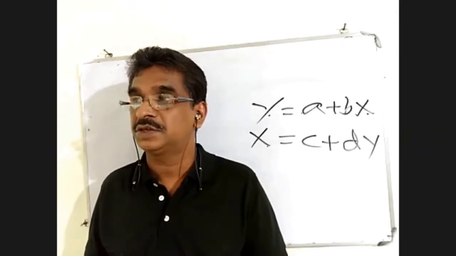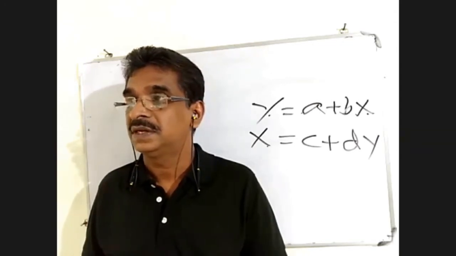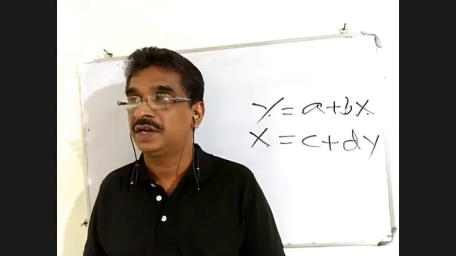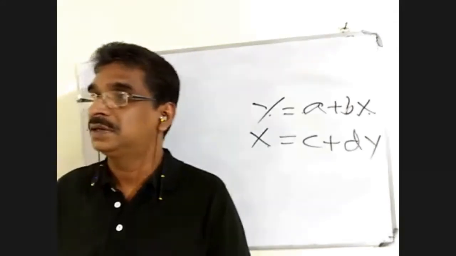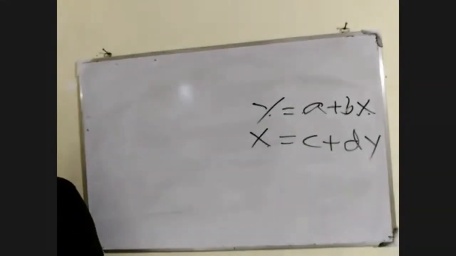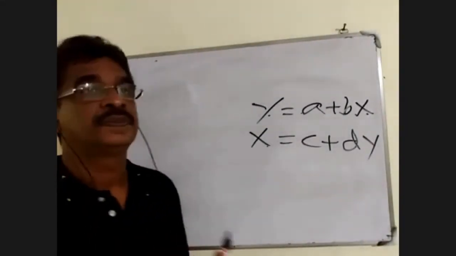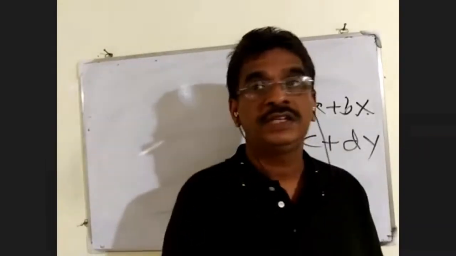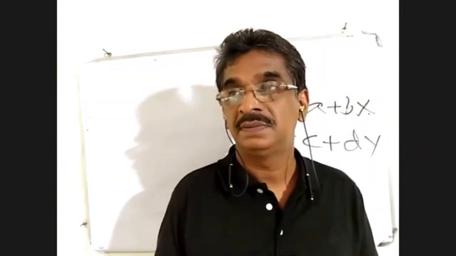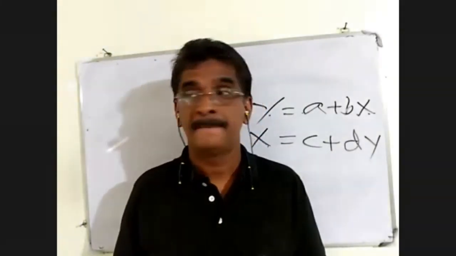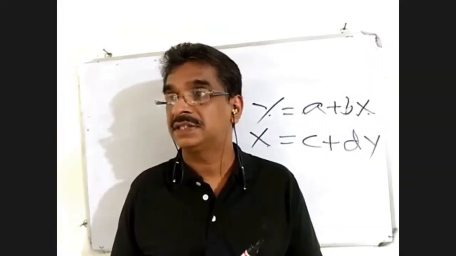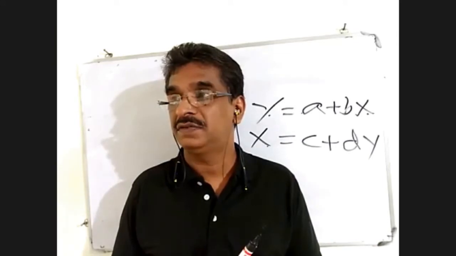In the regression equation of x on y, y is the independent variable and x is the dependent variable.